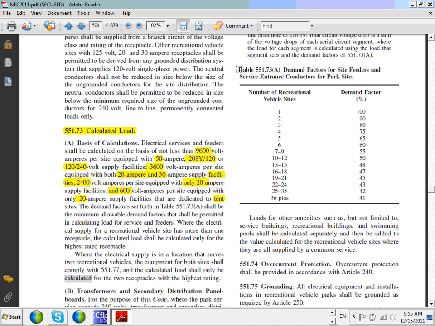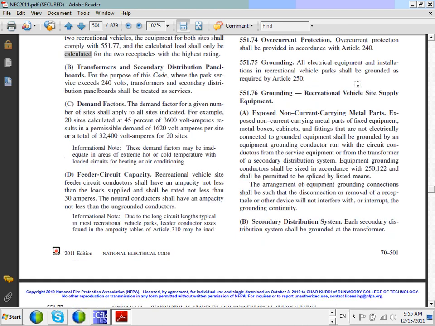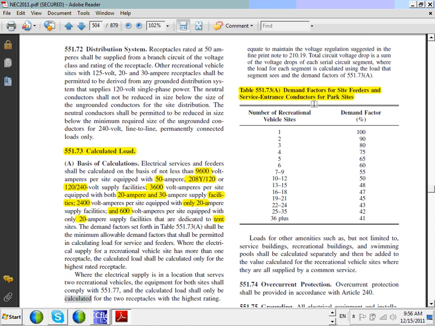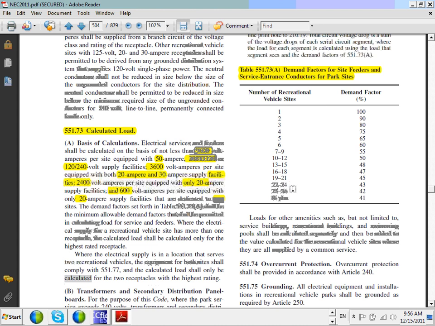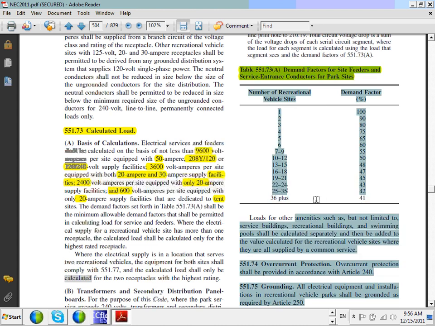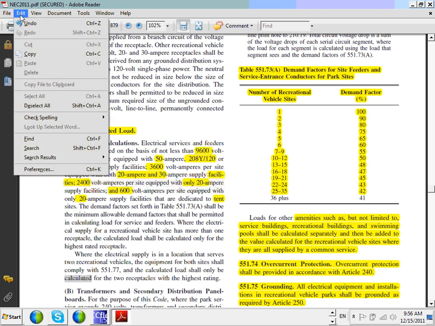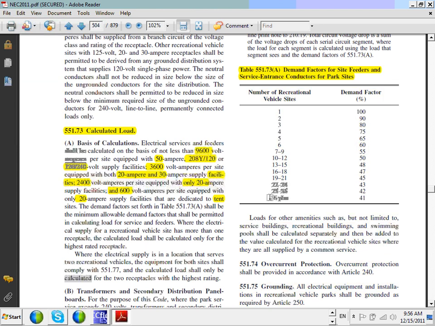The second thing you guys have to pay attention to is right here. This is in page 501. Okay, so demand factor for site feeders and service, blah, blah, blah, for the park sites. How many do I have? 55, right? You agree with me, Chris, that it's more than 36, right? So what's my derating factor?